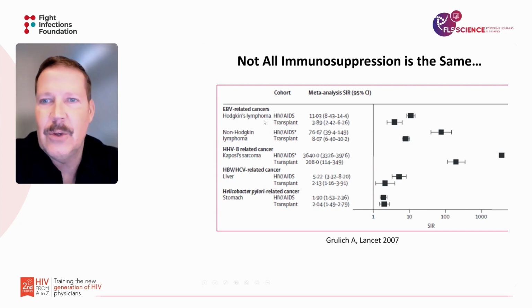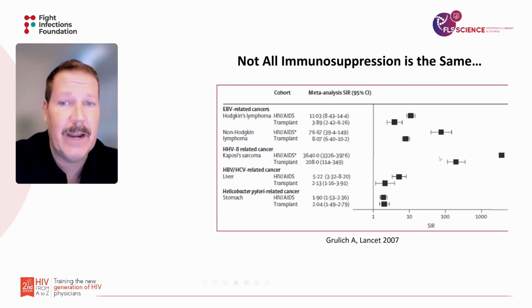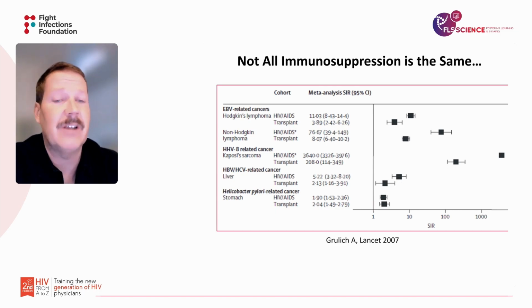So for instance, you can see here, this first line is looking at Hodgkin lymphoma. The SIR is higher, so increased rate or risk of developing that cancer among our HIV AIDS patients compared to transplant patients. Similarly, you can look at Kaposi sarcoma about midway through this graph and see a much higher rate of Kaposi sarcoma in people living with HIV compared to those who have received a transplant. However, those differences are not quite as strong when you look at liver or stomach cancers. So again, immunosuppression is part of the story, but there's probably another factor going on here.